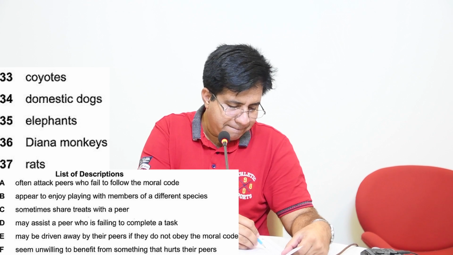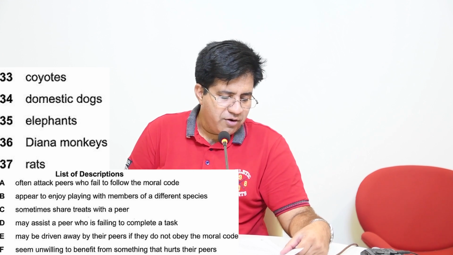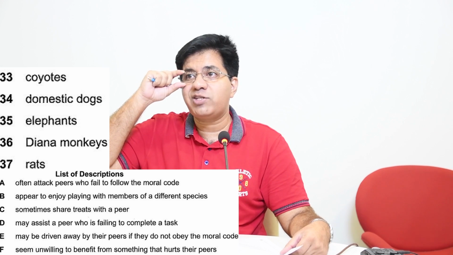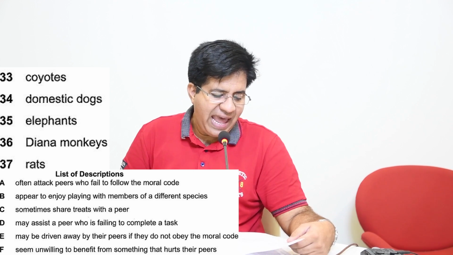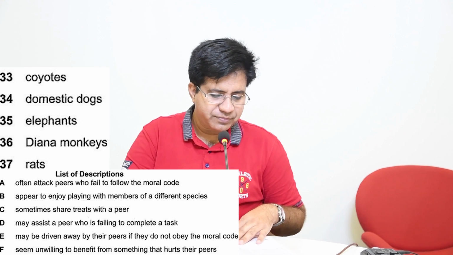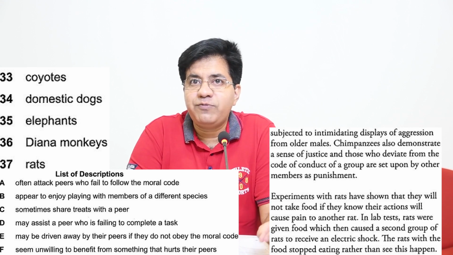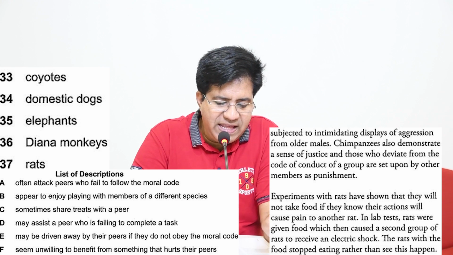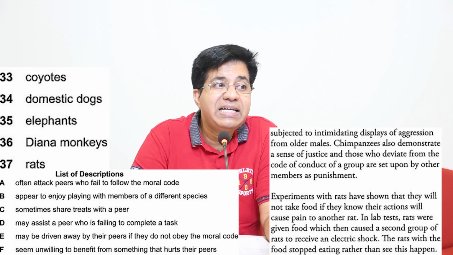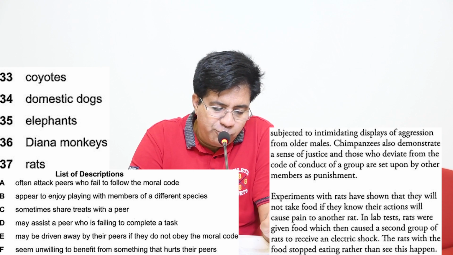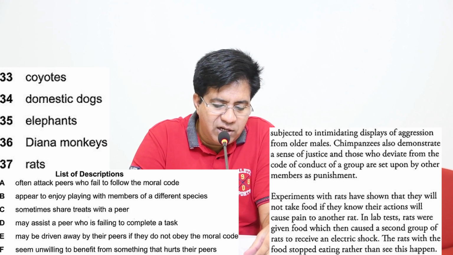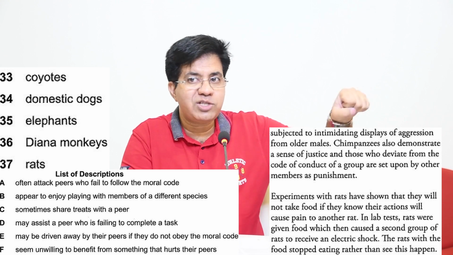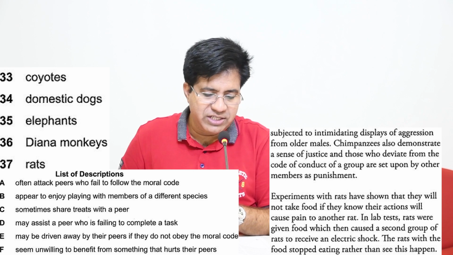So which option are we going to cross now? Option D. What are we left with? Rats and how many options? 3 options. See that? They always give extra options to confuse you. Rats. So where are rats? Second last paragraph. Please follow me there. Experiments with rats have shown that they will not take food. They means rats. They will not take food if they know their actions will cause pain to another rat. Now if their action of getting food is causing pain to another rat, they will not take food.